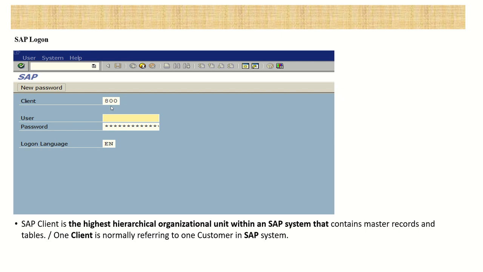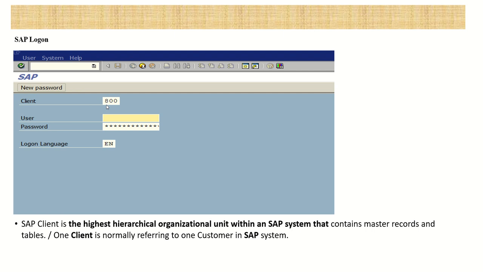Fine. So here on the initial screen, the first is a client. A client you can call as the highest hierarchical organization unit in a SAP system. Okay, so all the master data we create at the client level. Once we are working on the ABAP tables, at that time we'll know what this client field is.